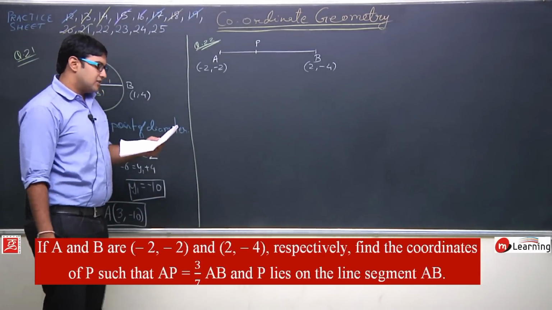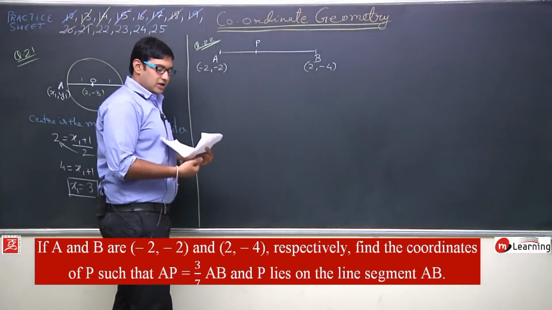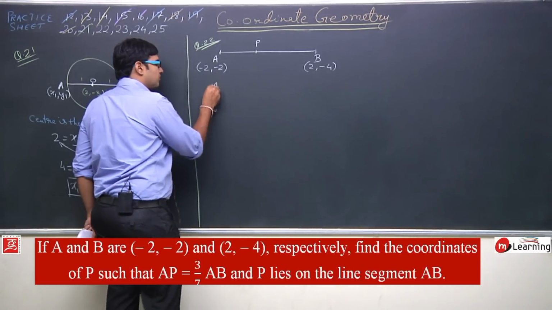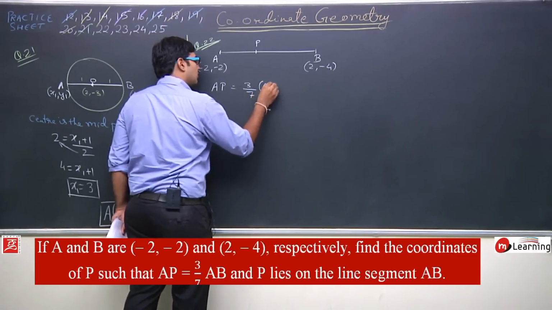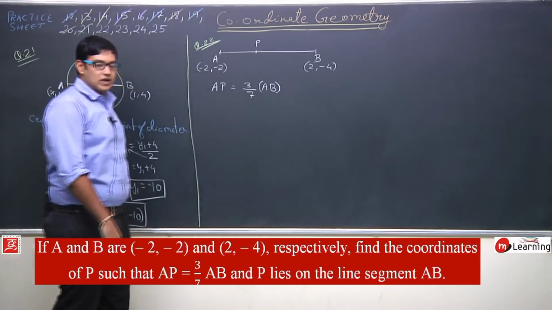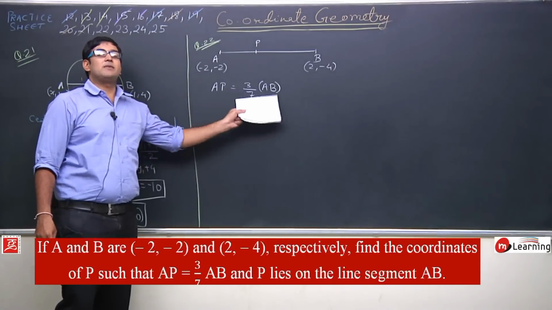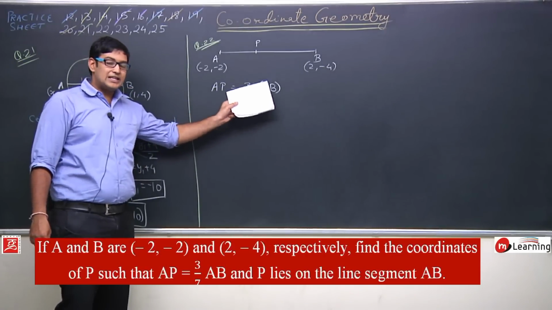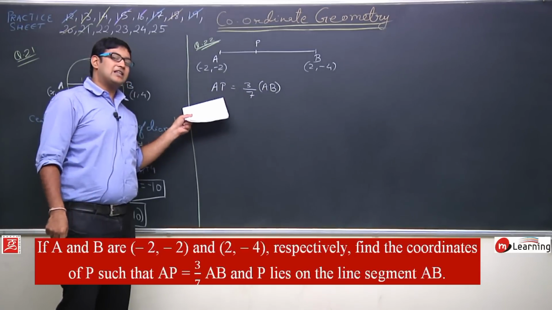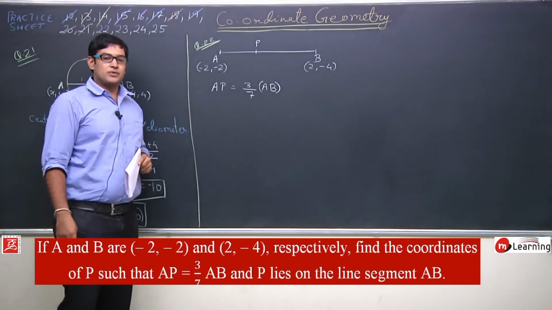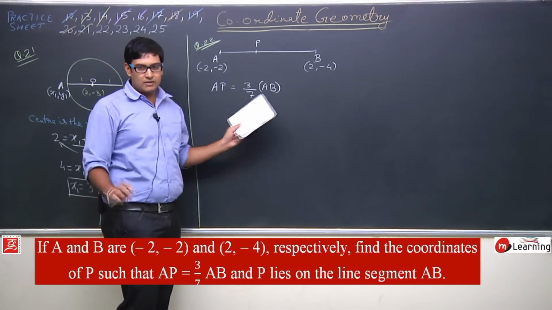Then we need to find the coordinates of this point P such that AP is equal to 3/7 of AB. What is AP? AP is 3/7 of the length of AB. That means if the length of AB is 7 centimeters, then 3/7 into 7 means the length of AP will be 3 centimeters. So it is given that the length of AP is 3/7 of AB.